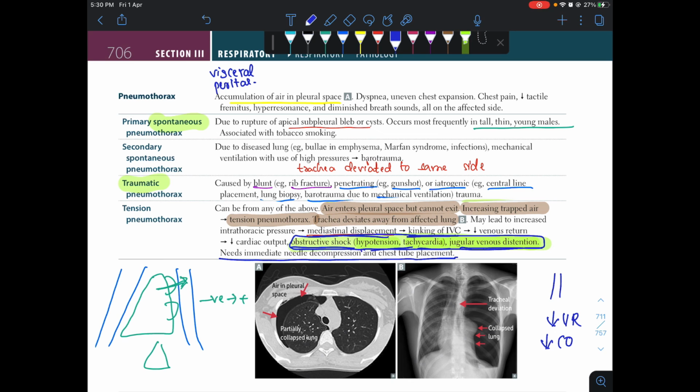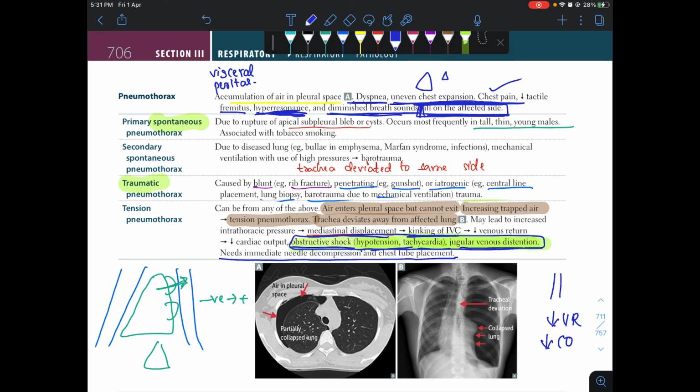And the clinical presentation of a pneumothorax patient is dyspnea, that is shortness of breath, and uneven chest expansion. One side of the chest will expand normally and the other will expand unevenly, and chest pain will also be there, especially pleuritic chest pain, and decreased tactile fremitus. And normally hyperresonance will be heard and diminished breath sounds can be seen. As in pneumothorax, this is only on the affected side.